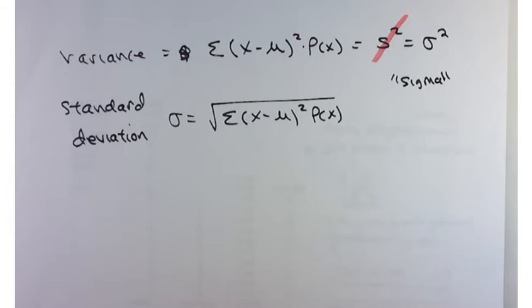My expectation is it's going to be a lot nicer to do this in Google Sheets than it is to do it by hand. So take a look at that. Let's go back to Google Sheets and see if we can't crank out this calculation. Figure out first what the variance is, and then take the square root of that to get the standard deviation.